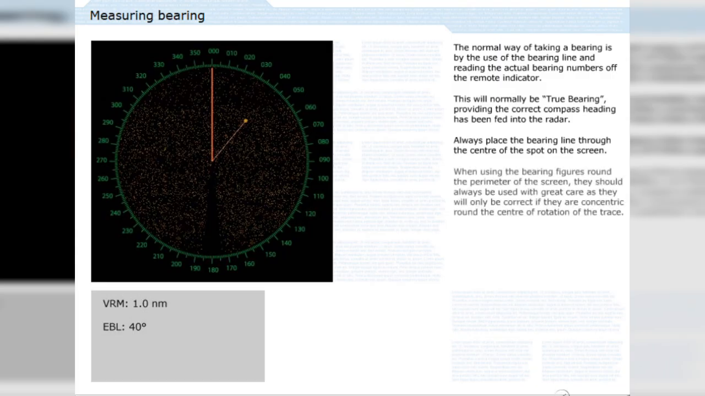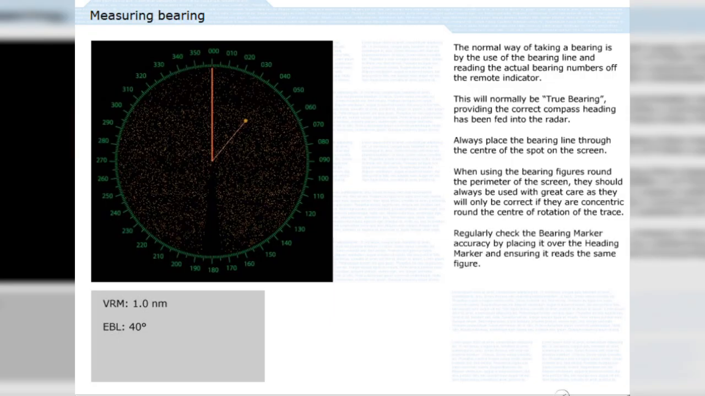When using the bearing figures round the perimeter of the screen, they should always be used with great care, as they will only be correct if they are concentric round the center of rotation of the trace. Regularly check the bearing marker accuracy by placing it over the heading marker and ensuring it reads the same figure.